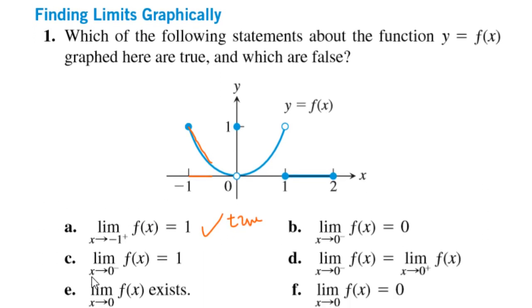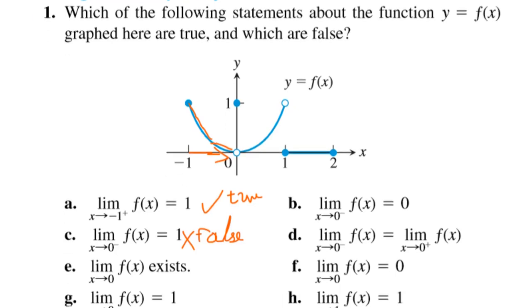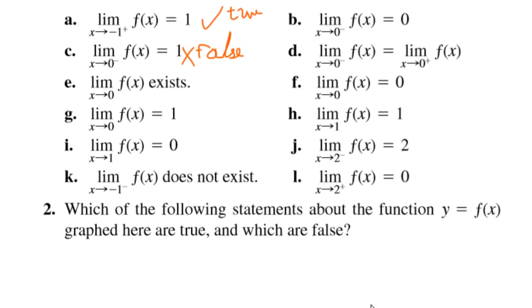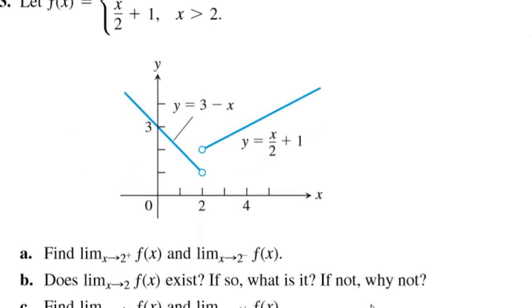Next one. Limit x tends to 0 from the left side, f of x is 1. X tends to 0 from the left side. From the left side, the function tends to 0. It says 1. No. This is false. You have to consider all other examples here in the same way.